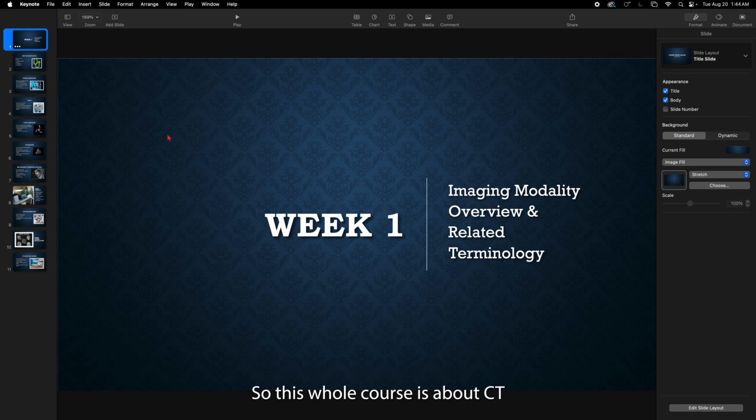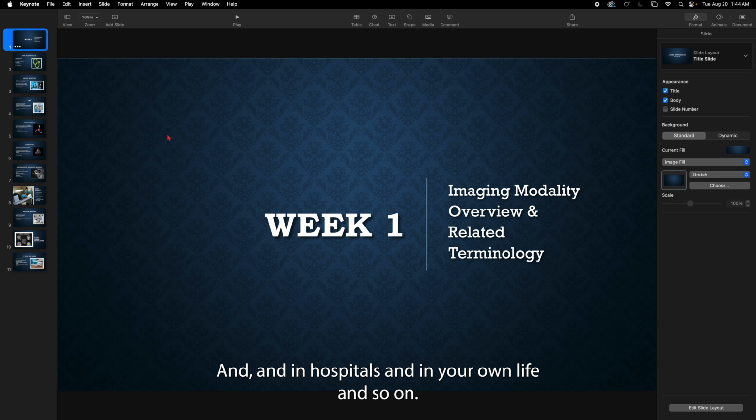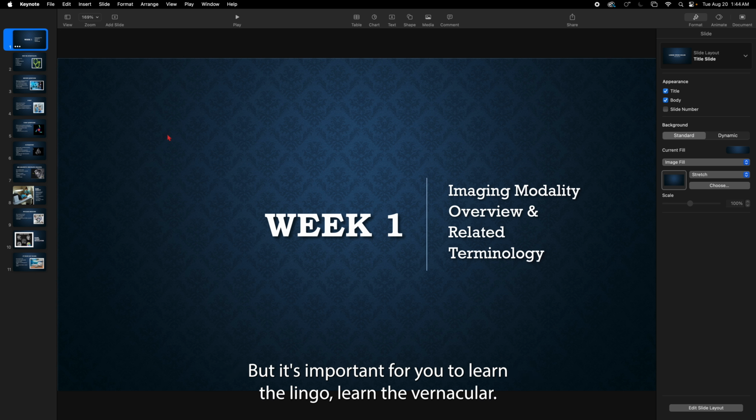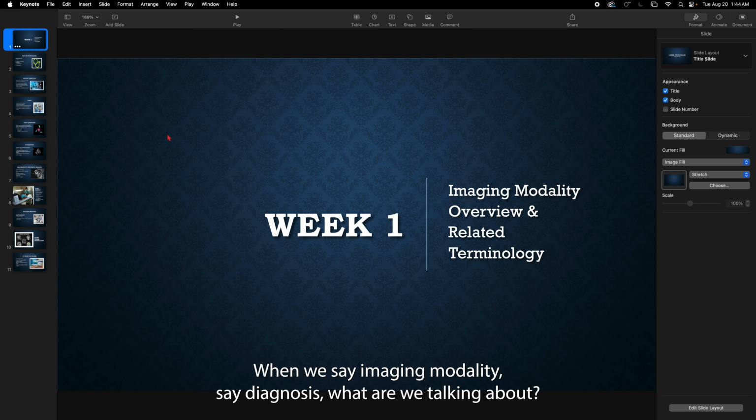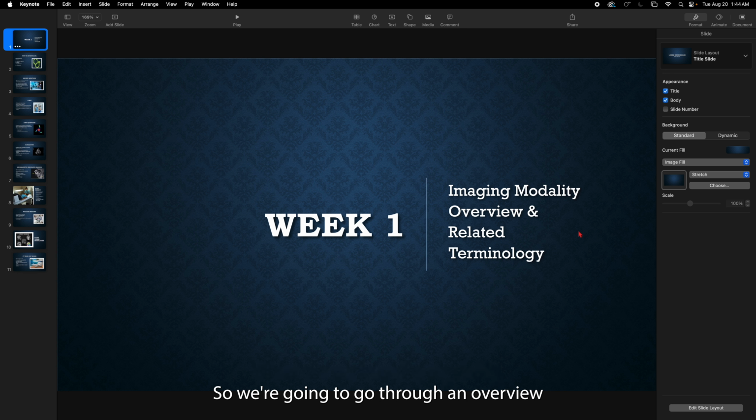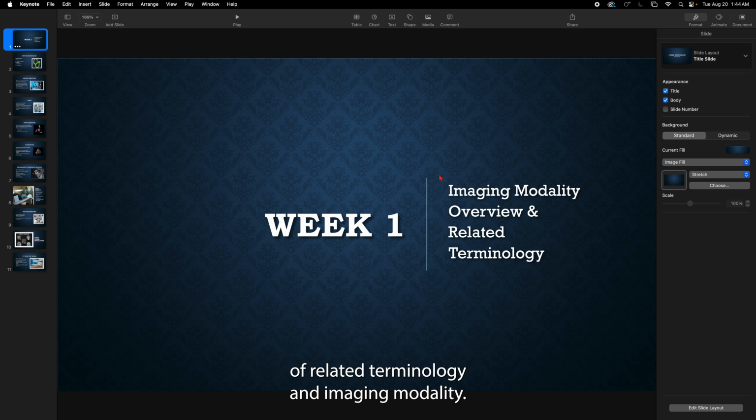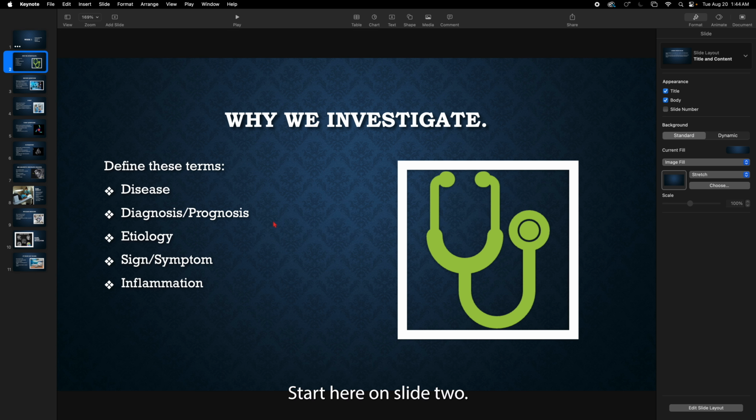All right, so this whole course is about CT and cross-sectional anatomy. However, I do think it's important to see how CT compares to other imaging modalities, and we'll talk about some terms that you will hear or you have heard so far in class and in hospitals and in your own life and so on. But it's important for you to learn the lingo, learn the vernacular. When we say imaging modality, when we say diagnosis, what are we talking about? All that's important, right? So we're going to go to an overview of related terminology and imaging modality. We'll start here on slide 2.